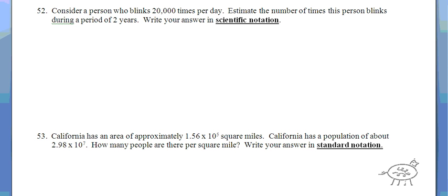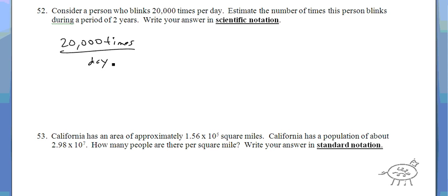Consider a person who blinks 20,000 times per day. Estimate the number of times this person blinks during a period of 2 years. Write your answer in scientific notation. All right, so are we multiplying or are we dividing? Well, if a person blinks 20,000 times per day, and they're doing it for 2 years, you multiply it by the number of days. So remember, this is 20,000 times per day.